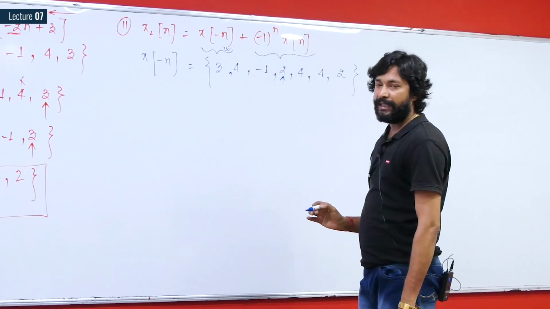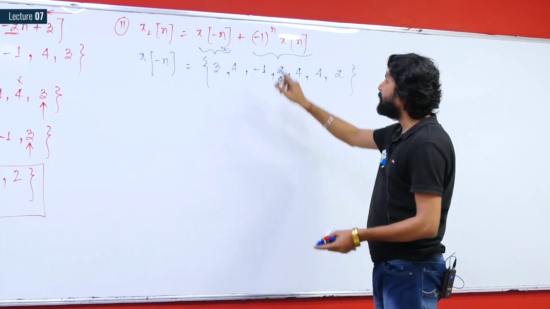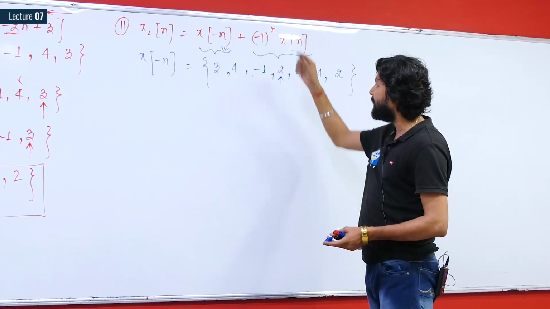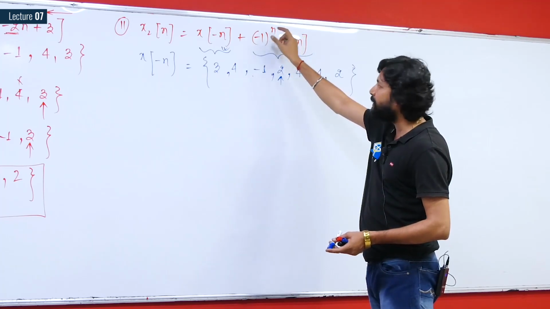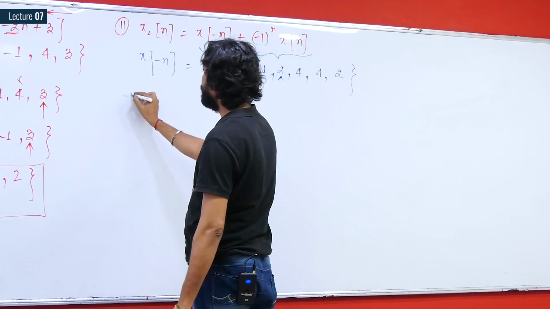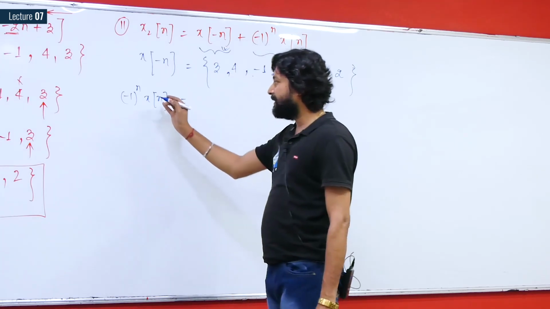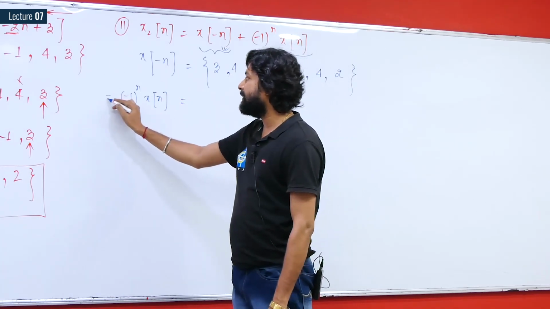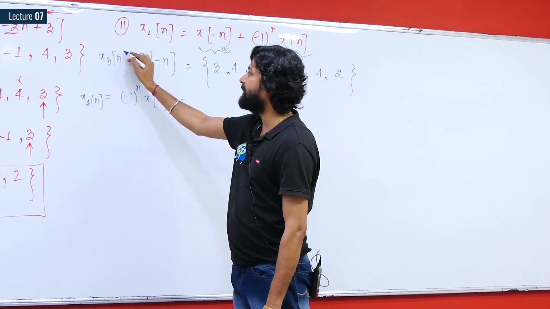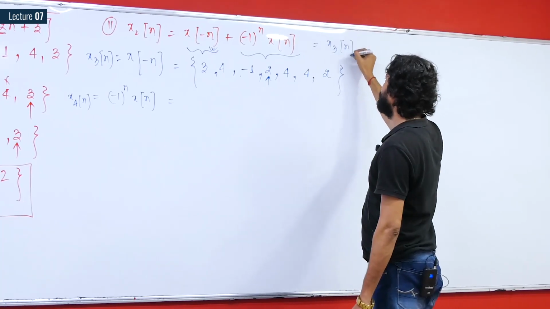Now what we have to calculate is minus 1 to the power n x of n. You know that if we are going to take any odd values of n, then this will give you the negative sign, and if n is even, then you will be having positive sign. So if you expanded this signal minus 1 to the power n x of n, then what it is going to be? Let it is your signal x3 of n, and let this be your signal x4 of n. That is, x2 of n is equals to x3 of n plus x4 of n.